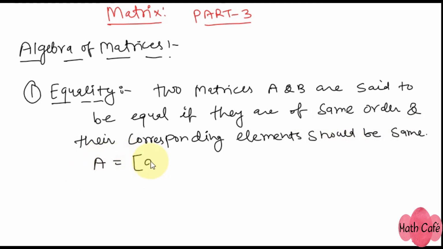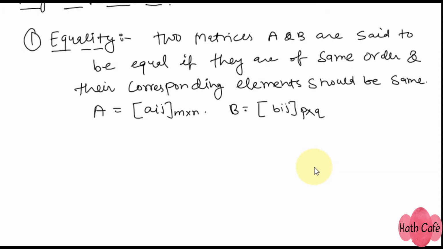All right. If I am representing a matrix A by Aij of order m cross n, and another matrix B is represented by Bij of order, let's say, p cross q. If these two matrices A and B are said to be equal, then there are 2 points. First one is their order should be same. That means number of rows should be equal to number of rows, that means m equal to p. And second one, number of columns should be same, that means n should be equal to q.